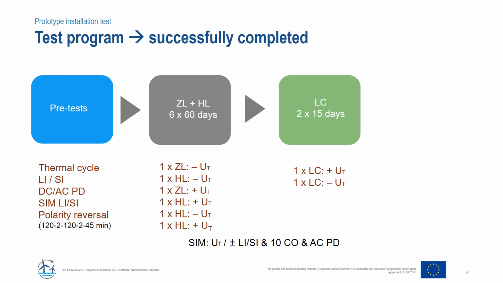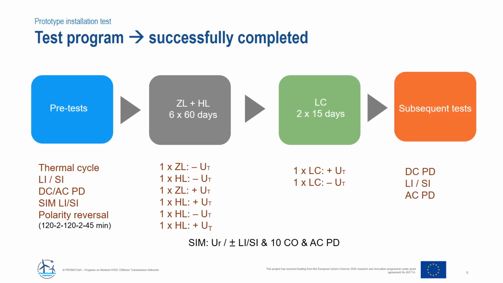In the load cycle the current is varied between zero load and high load, and this has been performed in two blocks, each block lasting for 15 days, which corresponds to each polarity. So 15 days positive polarity, 15 days negative polarity, while the load current is varying between 0 and 4000 amps.